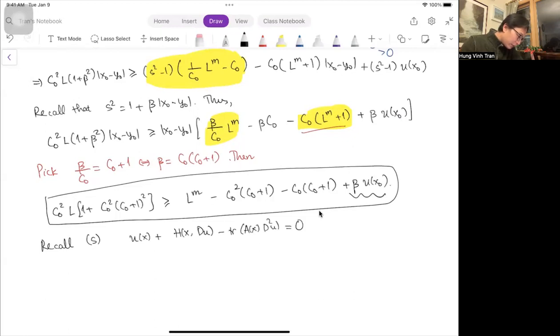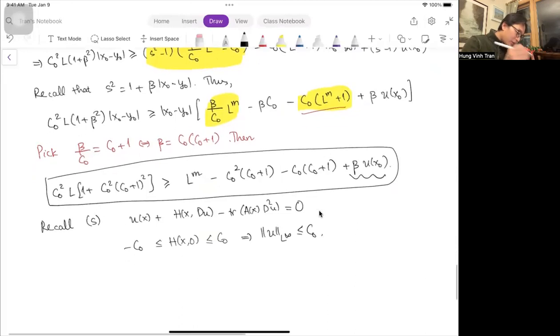This was our equation. And you can see that if you pick a constant, because of our assumption, we have that minus C naught is less than or equal to h(x, 0) is less than or equal to C naught. And this implies that exactly minus C naught and C naught are a sub and a super solution to this equation, right? So we have the L infinity norm of u is less than or equal to C naught. Okay, so now I'm going to replace it as well. So it's going to be another C naught squared times C naught plus 1.